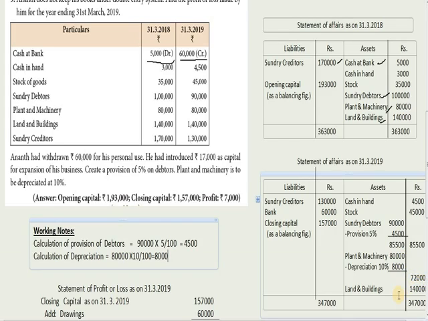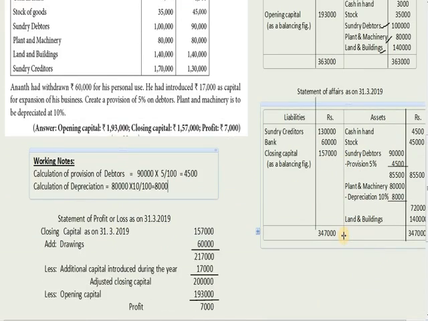And land and buildings 1,40,000. And if you add up the asset side total, it will come to 3,47,000. And in the liabilities, we are having sundry creditors and bank credit balance 60,000. If we balance both the sides, we are getting the closing capital as a balancing figure.